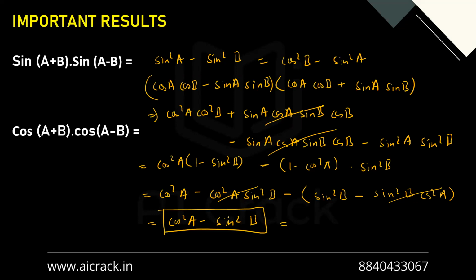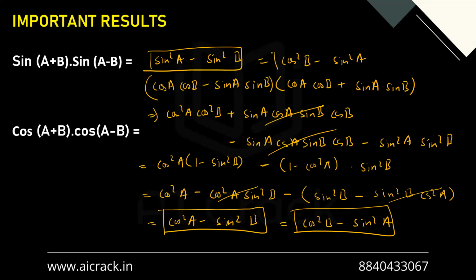You can write this again in the other format as well. That would give us cos square B minus sine square A. Either way it's possible. So you can write it as cos square A minus sine square B or cos square B minus sine square A. Both ways it is possible. So you have to remember these two formats.